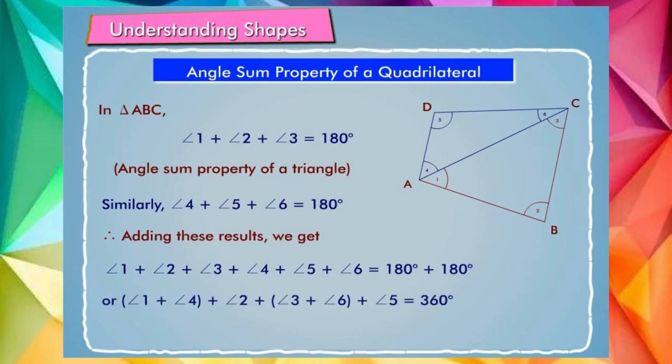On regrouping we get angle 1 plus angle 4 plus angle 2 plus angle 3 plus angle 6 plus angle 5 is equal to 360 degrees, which is the same as angle A plus angle B plus angle C plus angle D is equal to 360 degrees.